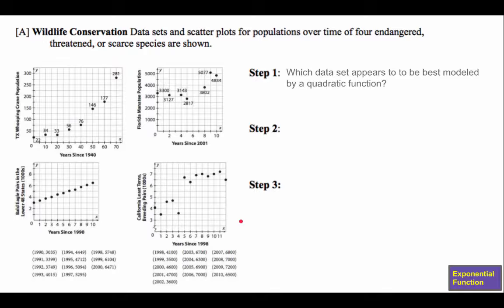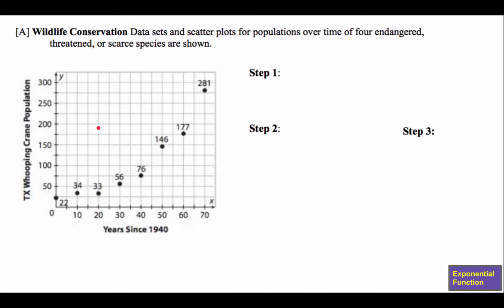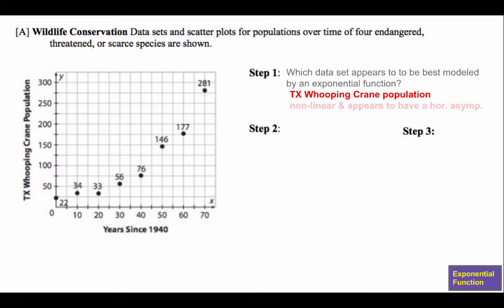So here you go. Which data set appears to be the best model by quadratic equation? Okay, that's a typo. This should say exponential. And I think we're going with the Texas whooping crane population. That is because it's nonlinear, number one, and appears to have a horizontal asymptote down here. It seems to be settling fairly flat at the beginning and then turns up.